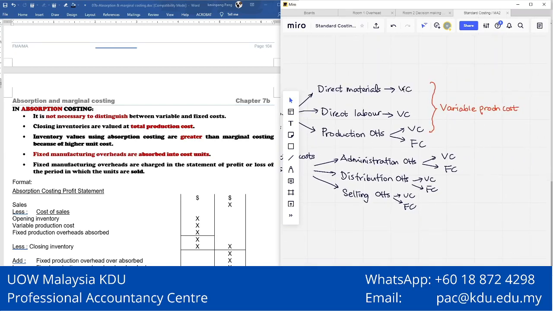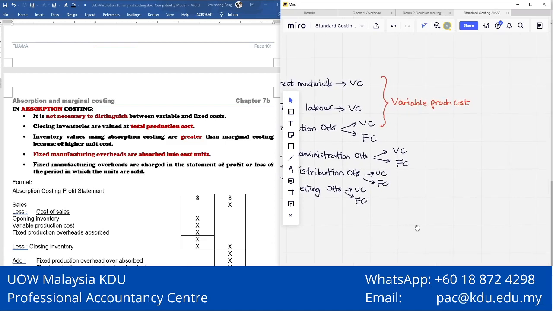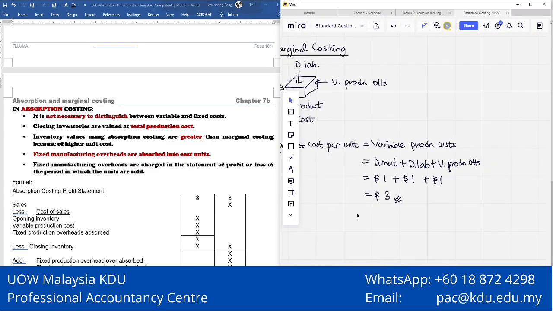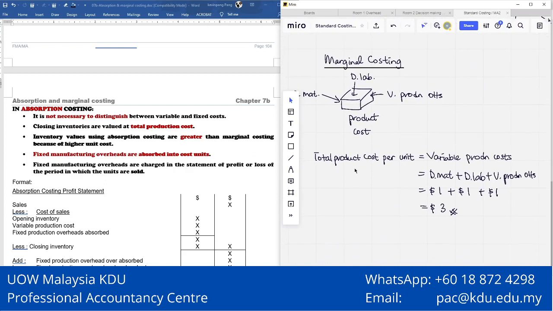See? Direct material, direct labor, and variable production overhead are all called variable production costs. But under absorption costing, I am using total production cost to value my stock. That means take the variable, add in your fixed production overhead. So this is called total production cost. Come back here, I am going to show you how I calculate the total product cost per unit under absorption costing.